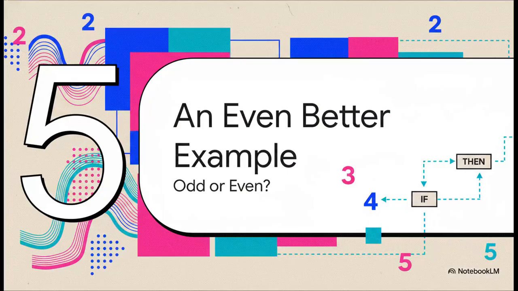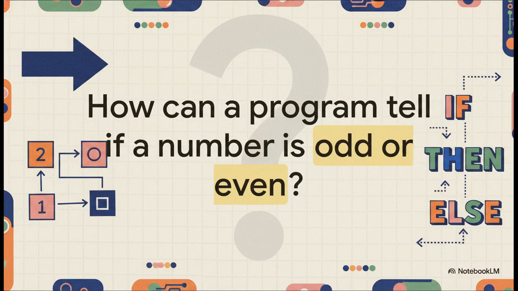Okay, theory is great and all, but let's actually see how this works with a classic, super concrete programming problem. This one really shows off the power of if-then-else. So here's the question, and it's a perfect test case, really. Any whole number you can think of is either even or it's odd. There's no in-between. It's a perfect binary choice, which means it is absolutely tailor-made for an if-then-else statement.